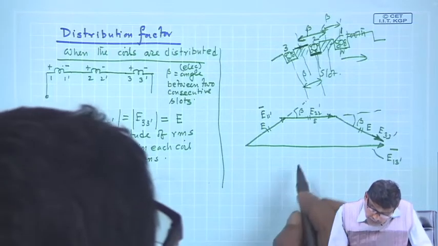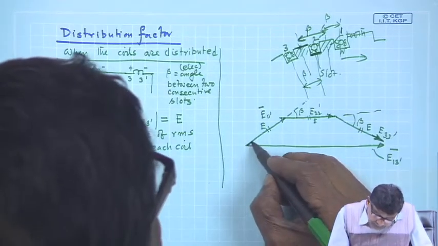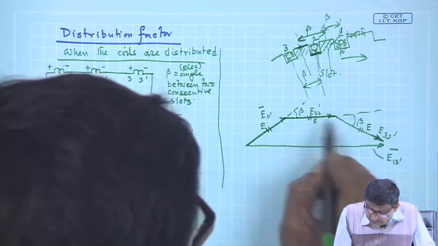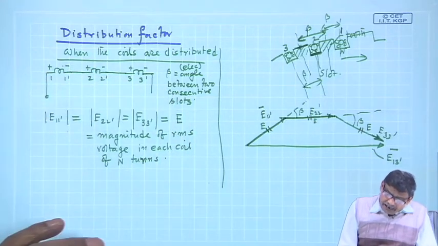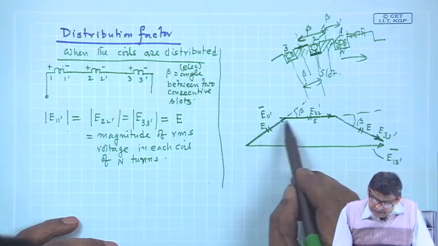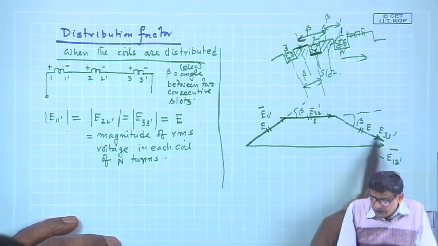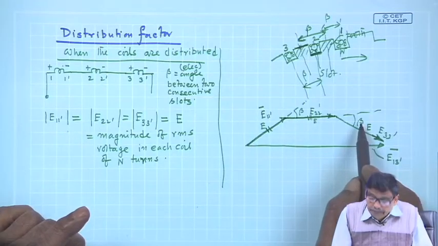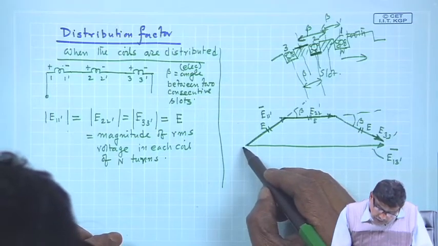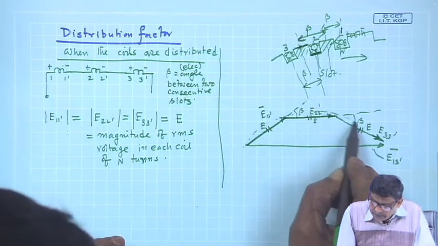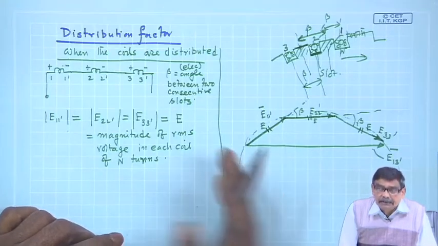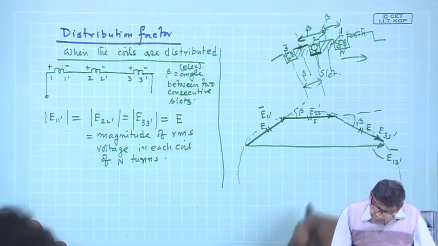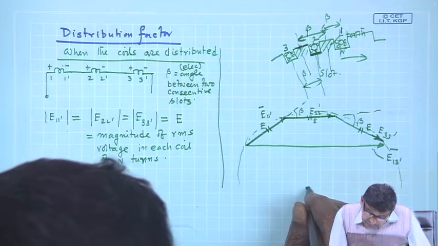Now, these angles are beta. Now, you see these sides are equal here. Therefore, it looks like it is going to give you a regular polygon, each side of length E, and a regular polygon will have a circumscribing circle like this, I can imagine. The tip of each phasor will lie on that circle. Suppose the center of the circle is here, O.